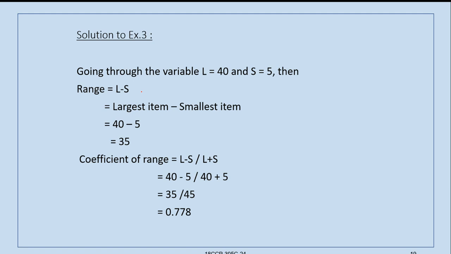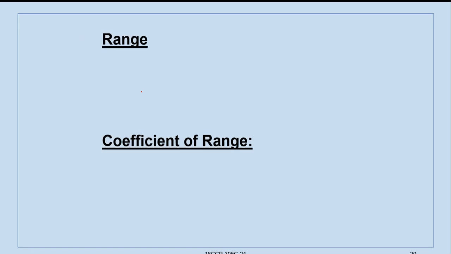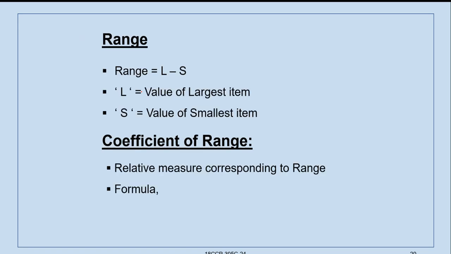And in discrete series and continuous series, we are not going to use the frequency column. We will be using only X series. Again, in discrete series, the formula is range is equal to L minus S. Coefficient of range is L minus S by L plus S. Same as what we have seen earlier in the slide before the example. And this is the explanation.